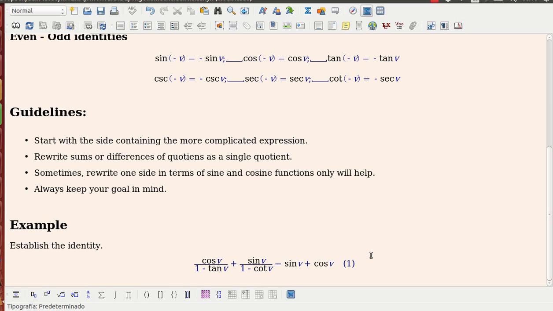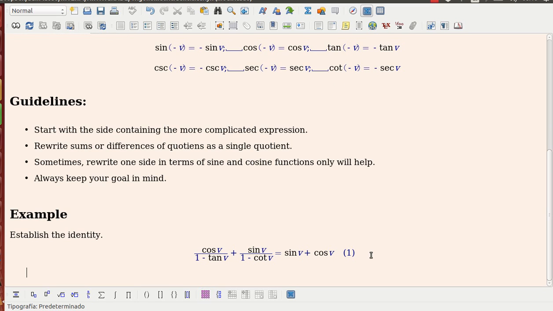You can follow any steps you want, but sometimes you will prefer some options first. For example, I'm going to use guideline number 3 first. I'm going to rewrite one side in terms of sine and cosine functions because that's going to help me. And I'm going to start with the side containing the more complicated expression. I'm going to work with the left side.